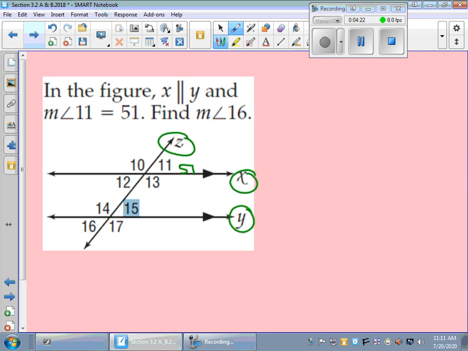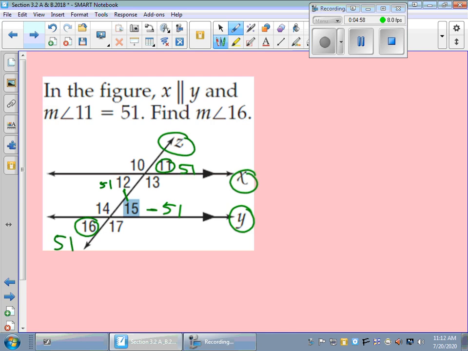So what did we learn today? Angle 11 is 51, and what other angles are 51? We can say angle 15. What vocab term? Corresponding, they're in the same location. So this is 51. Now angle 12 is also 51. They're alternate interior angles. And once we know angle 11, we also know angle 16 because they're alternate exterior. All those angles are 51.